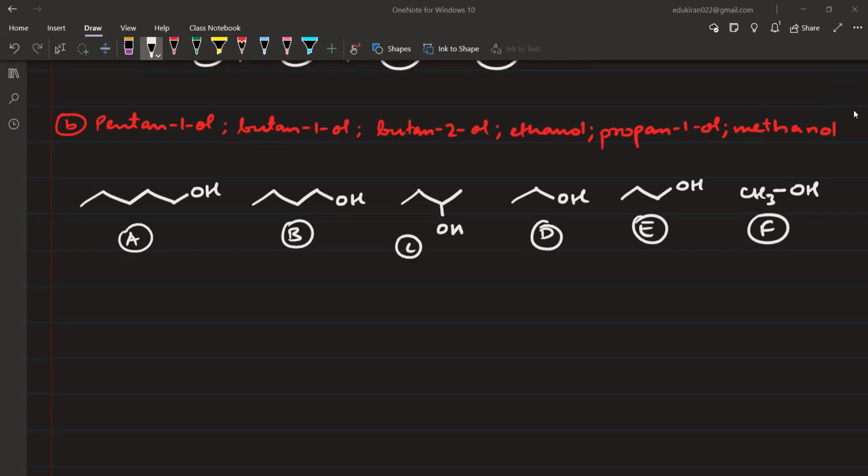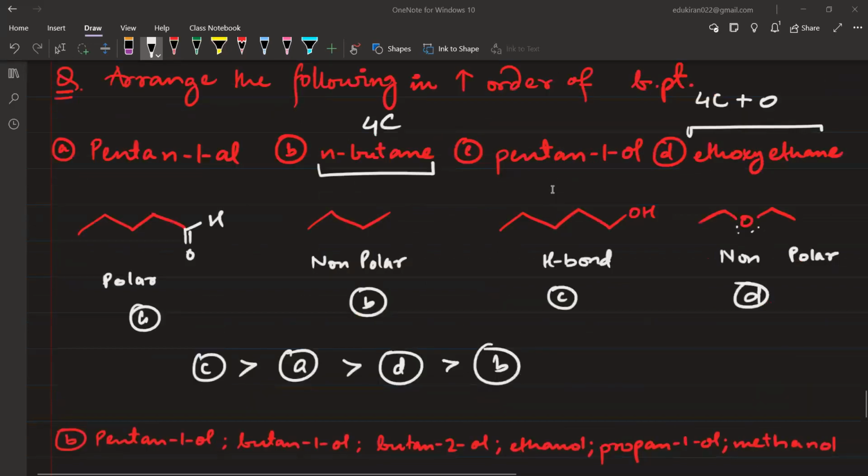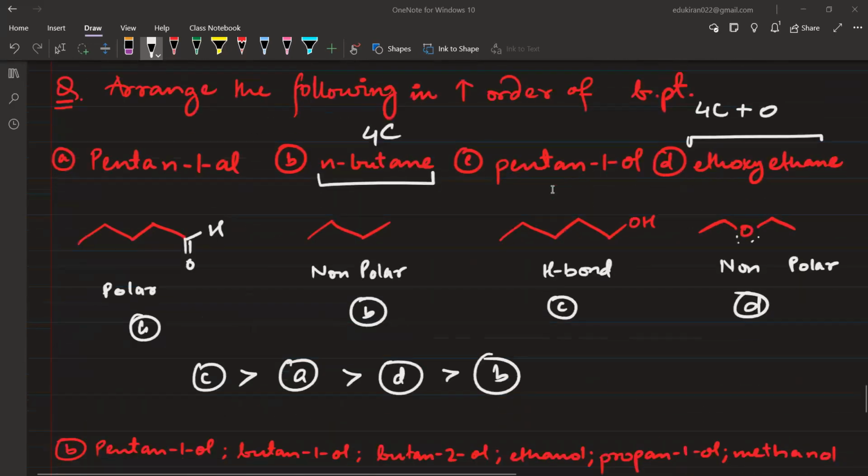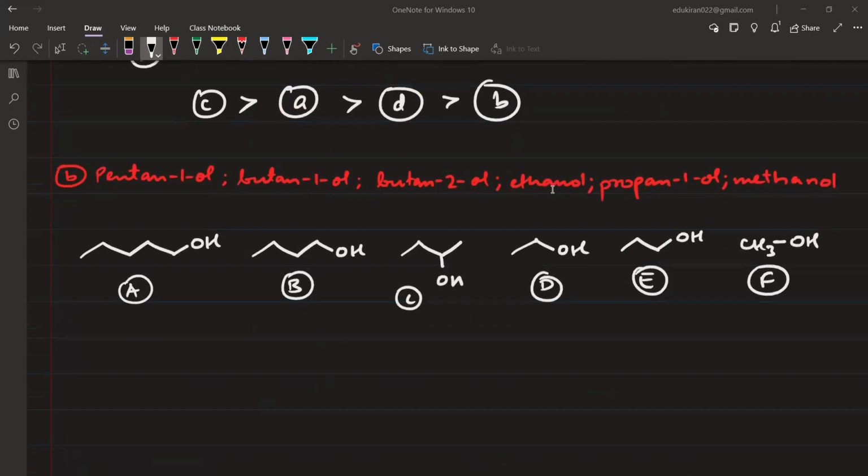Okay, so let's move on here. First of all, what we are going to look at, in sequence, is force of attraction, hydrogen bond. All of them are alcohols, so all of them have hydrogen bonds. We don't need to compare hydrogen bonds. Then next we have molar mass. Molar mass is directly proportional to the number of carbon atoms. All of them have OH, so we don't need to consider OH right now.